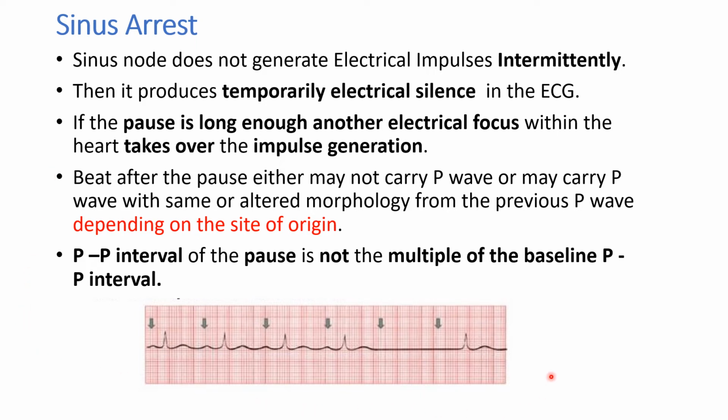Here in this ECG, we expect to have the P wave here, but due to the failure of the SA node to produce an impulse, there is a pause in the ECG. If the pause is long enough, another electrical focus will take over the impulse generation. Therefore, the morphology of the P wave changes depending on the site of origin. Unlike in sinus block, here the PP interval of the pause is not a multiple of the baseline PP interval.